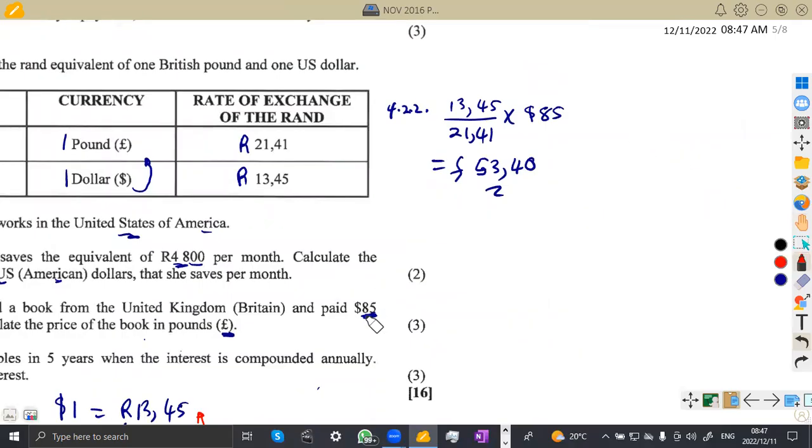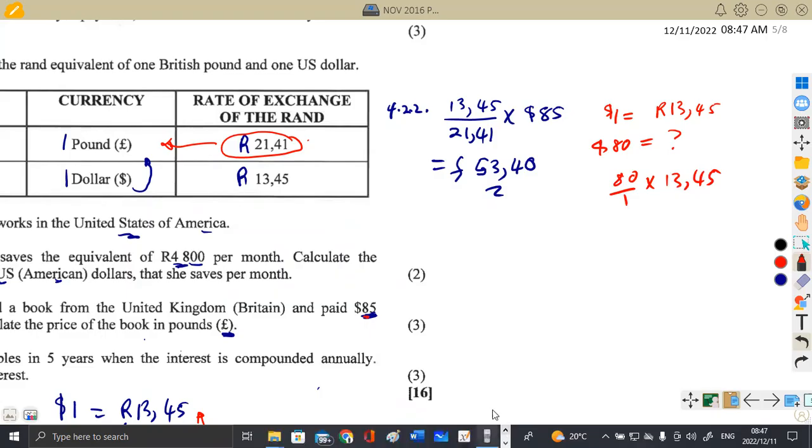Since you are given $85 here, what you simply need is to convert, because you are given that a dollar is equivalent to 13.45 rands. So you convert the $80 to rands, so that whatever you have, you can convert the rands to pounds using this conversion. So what is the amount that you're going to have in rands from the $80? It's 80 over 1 times 13.45.